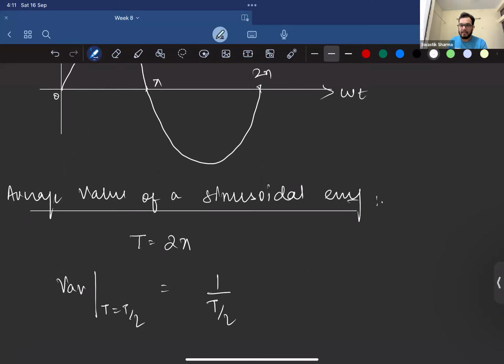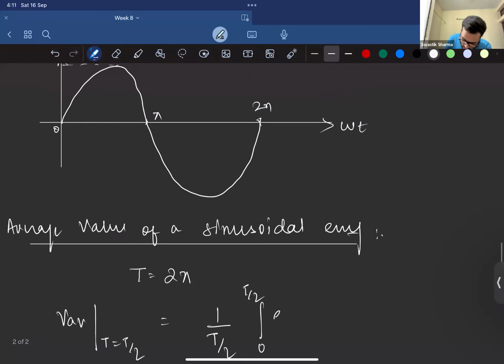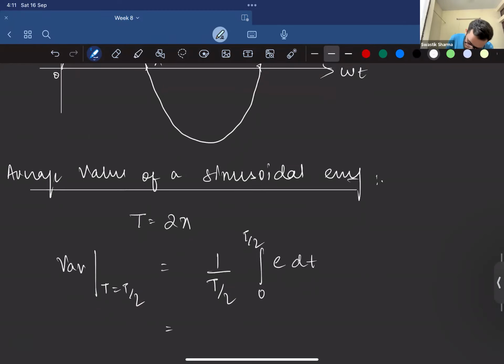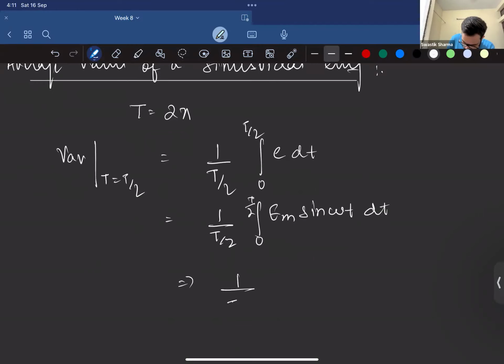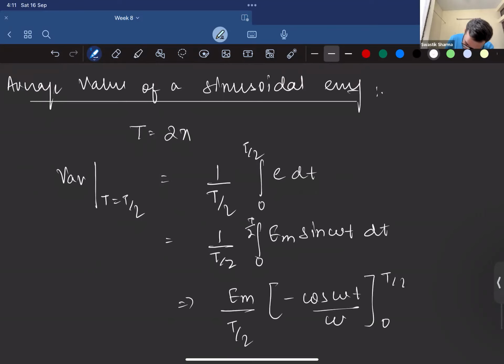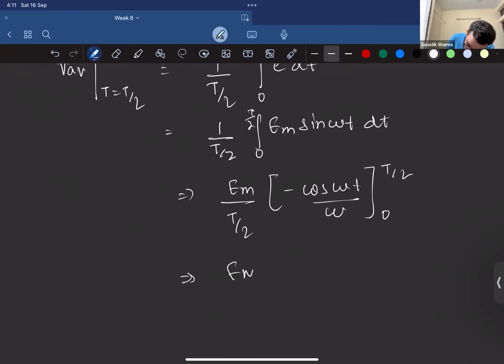As I told you, divided by the total length of the time period, integrated over the half cycle, E dt. E we can represent as Em sine omega t dt, which when solved would come out to be, let's do it. So this is Em. The integral of sine omega t is minus cos omega t by omega, right? From 0 to T by 2. Em, T by 2, into omega.